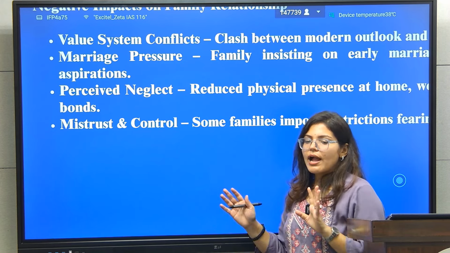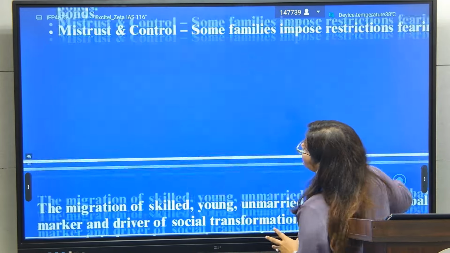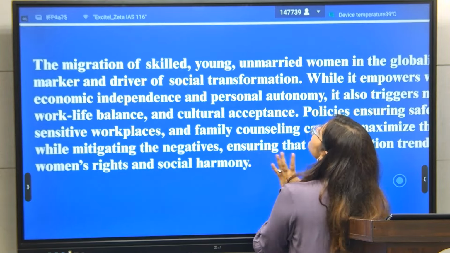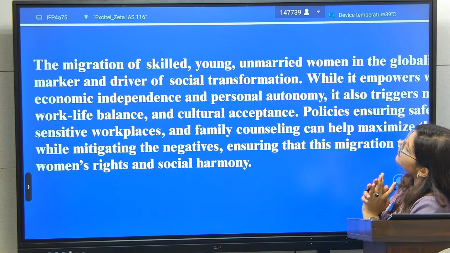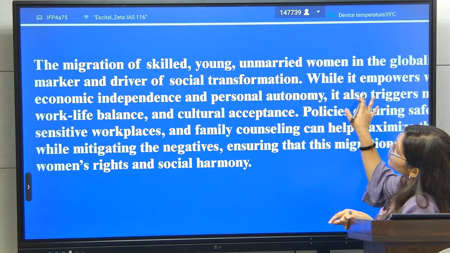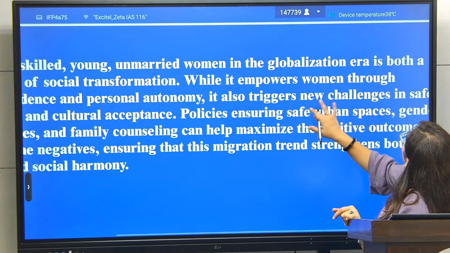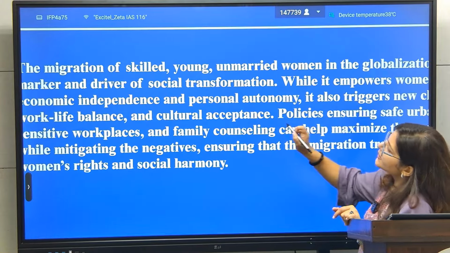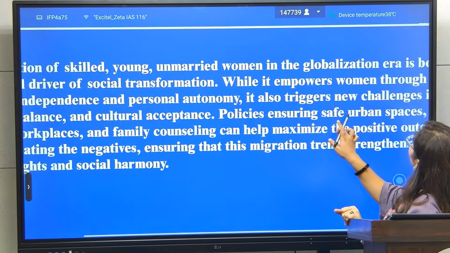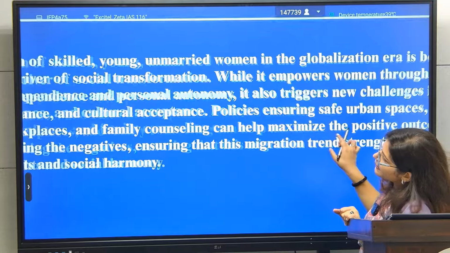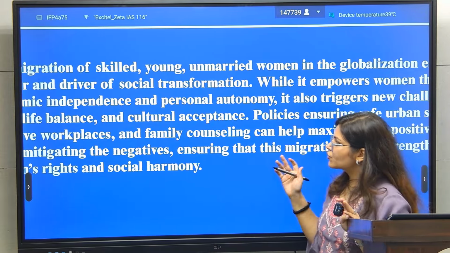So in this way you have to write both the positive and the negative impact. So conclusion: the migration of skilled, young and unmarried women in the globalized era is both a marker and driver of social transformation. While it empowers women through independence and personal autonomy, it also triggers new challenges.